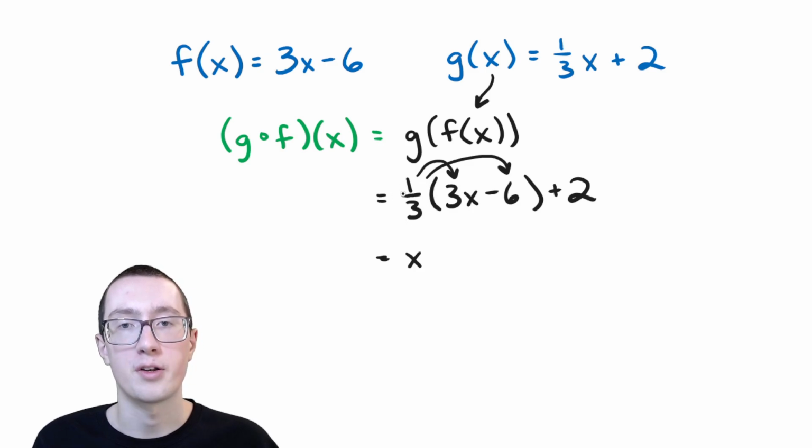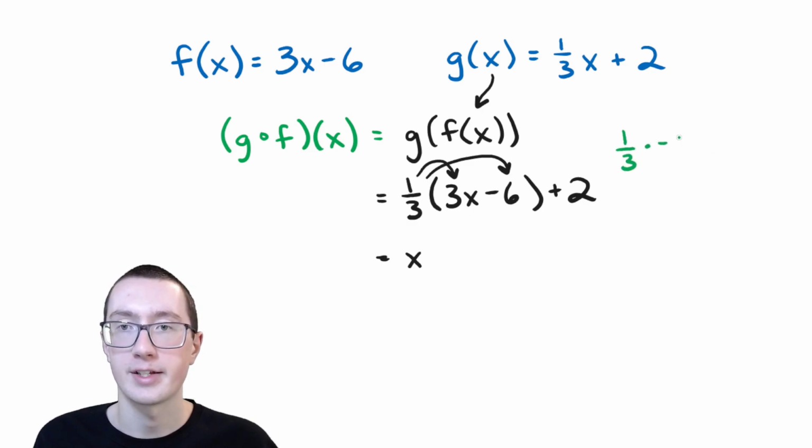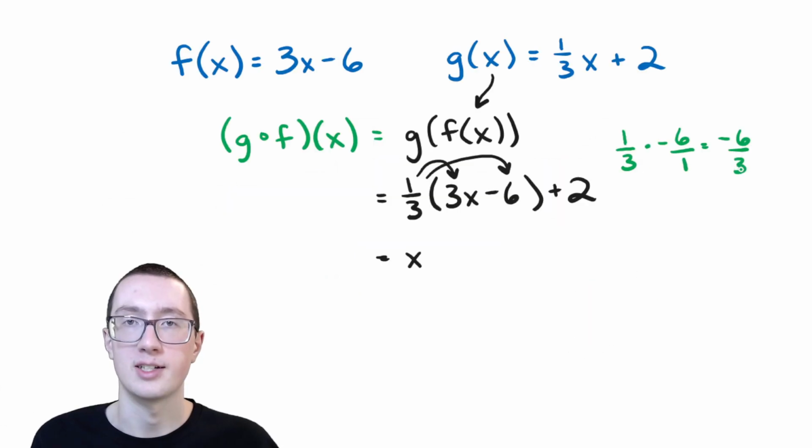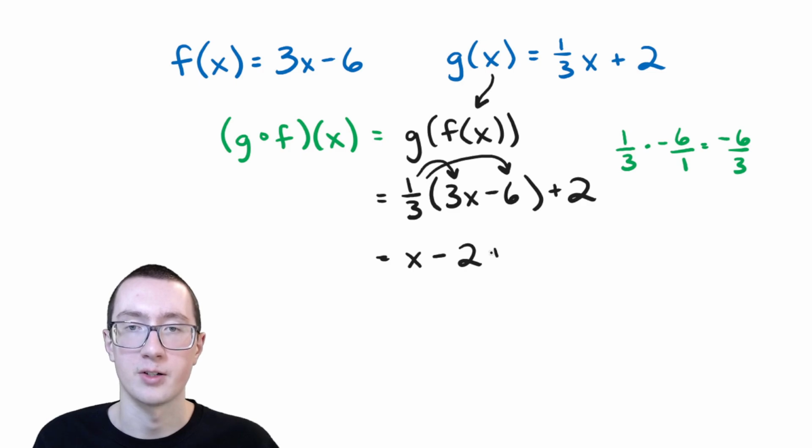And then next we have 1/3 times negative 6. Let's go ahead and write that out. We have 1/3 times negative 6, or in this case, we can write that over 1, because any number that's not a fraction is just over 1. So we have 1 times negative 6. Anything times 1 is itself, so that's just negative 6. And then 3 times 1 is 3. And 6 divided by 3 is 2. So the minus sign is going to stay, because it's negative. And 6 divided by 3 is 2, so we have a 2 here. And then this plus 2 is still hanging out here, so we have to leave that.